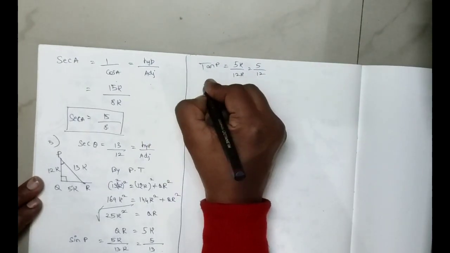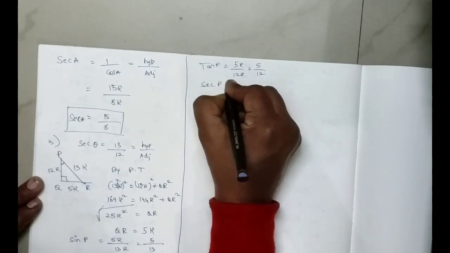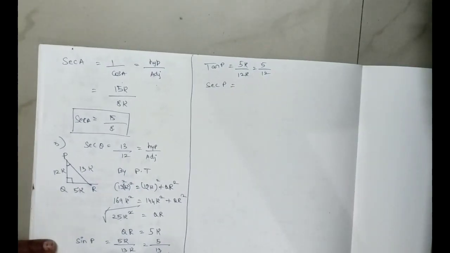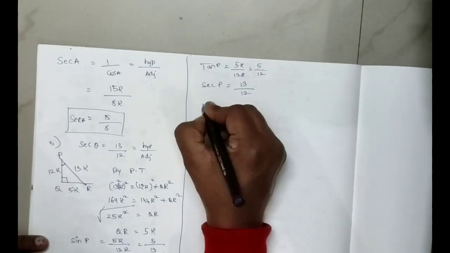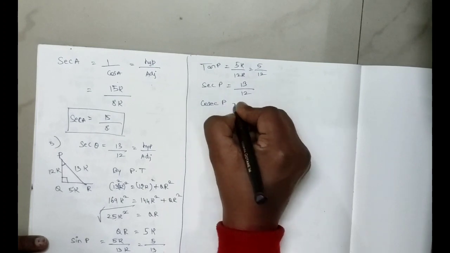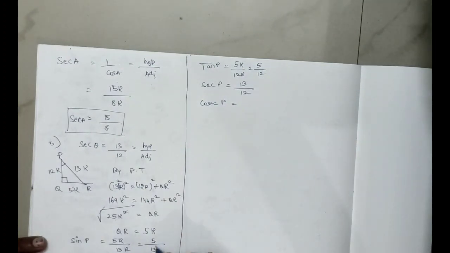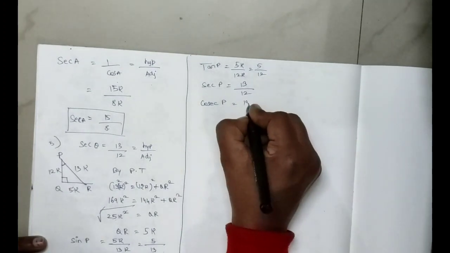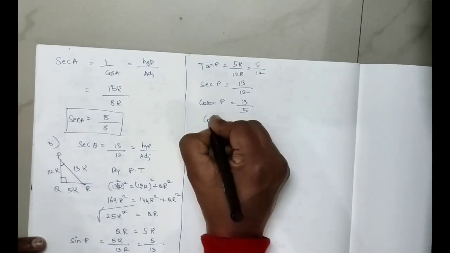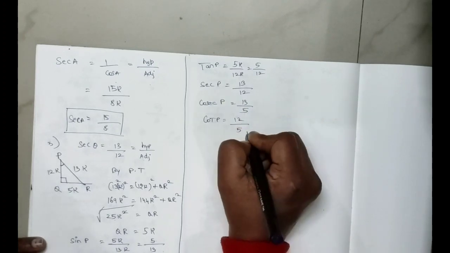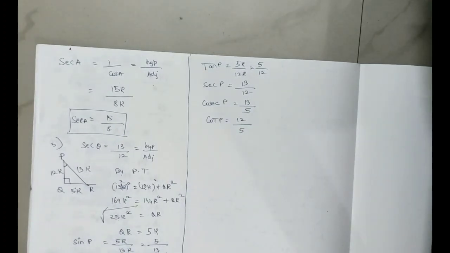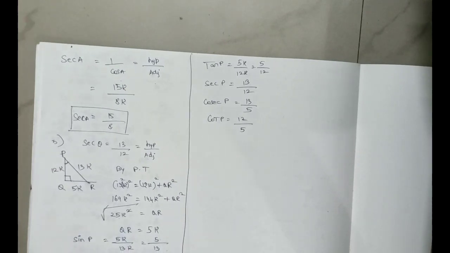And secant is going to be 1 by cos, which will be the reverse, 13 by 12, which is already given, yet we write it again. Cosecant is going to be reverse of sine, 13 by 5. Cot of P is going to be reverse of tan, 12 by 5. So we have derived all the trigonometric ratios that are needed, and we'll next go to the sixth sum.